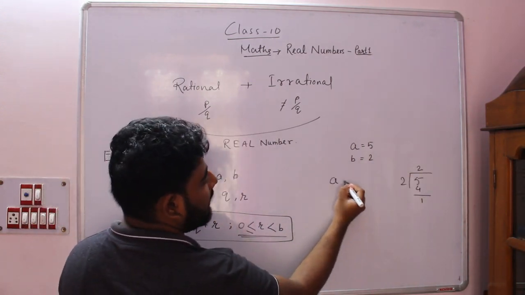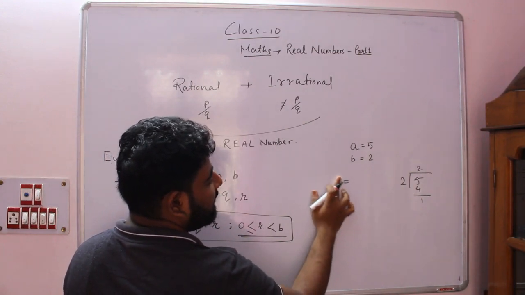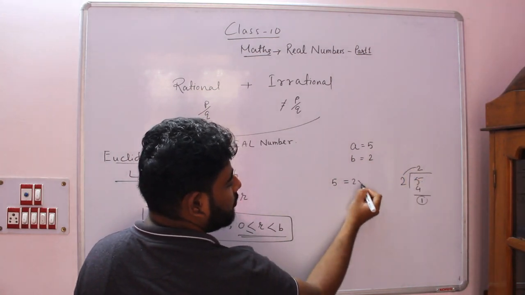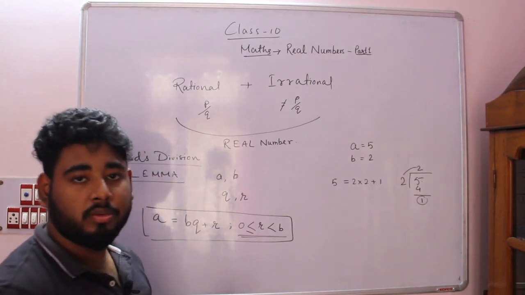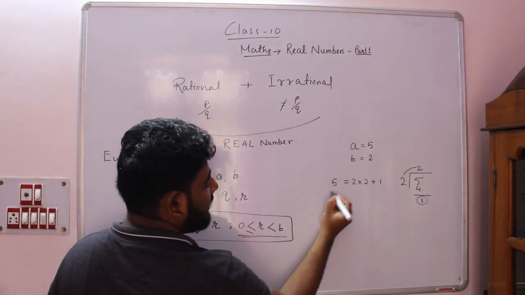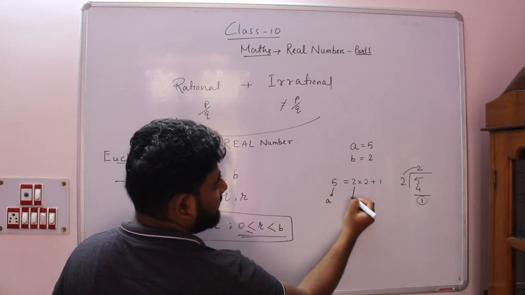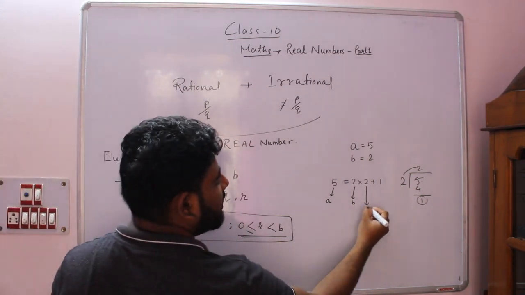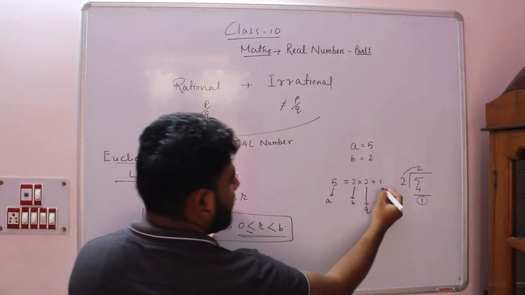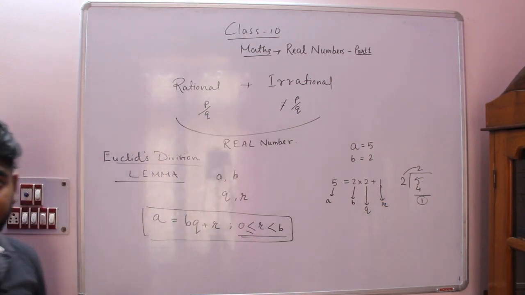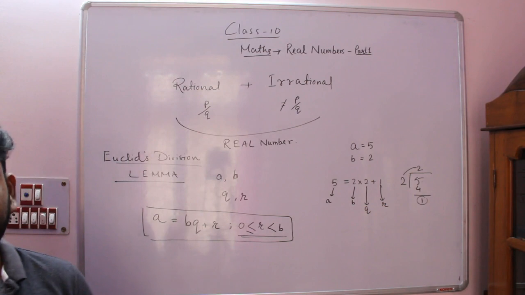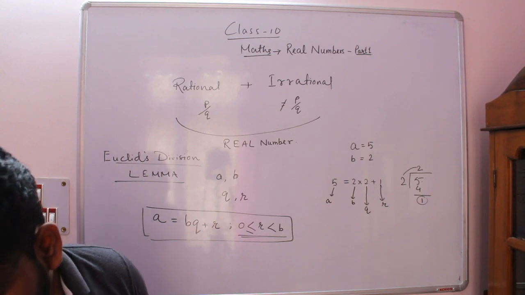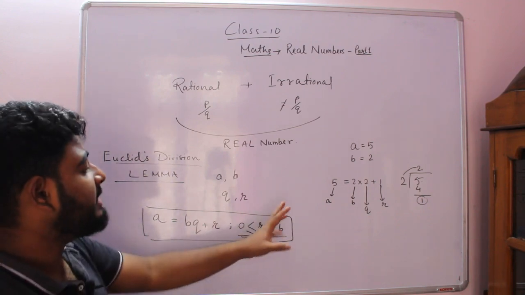So 5 can be written as 2 multiplied by 2 plus 1. Yes or no? Yes. So that means if this is our a, this is our b, then a equals bq plus r, so definitely this must be our q. And what is r? R is 1. Clear? So Euclid's division lemma was basically used to find the HCF. That I will be discussing later. Just you have to understand what this is.